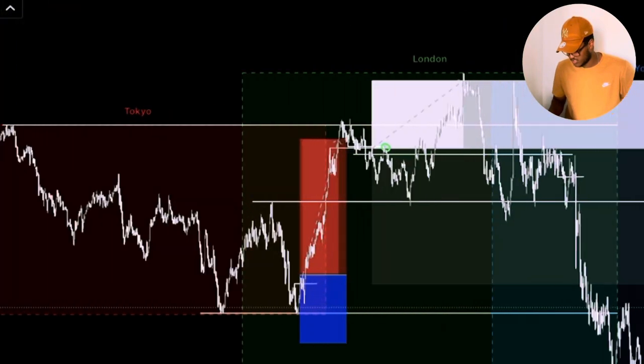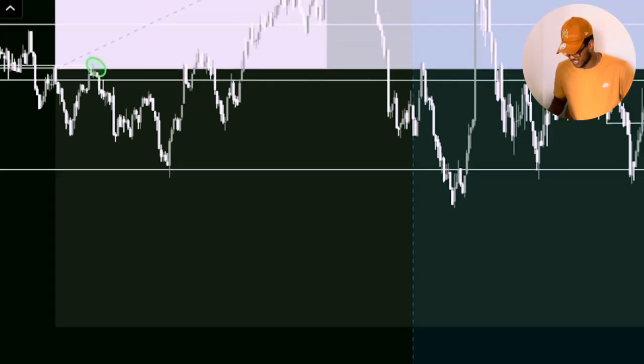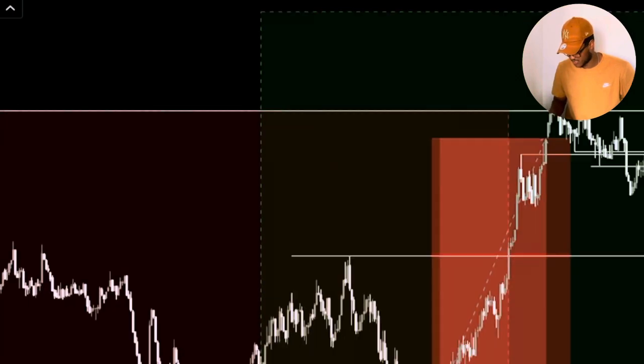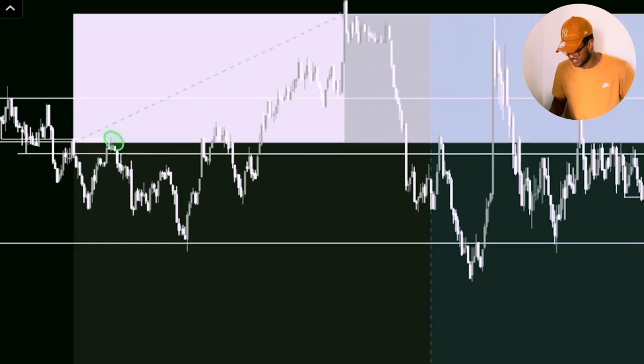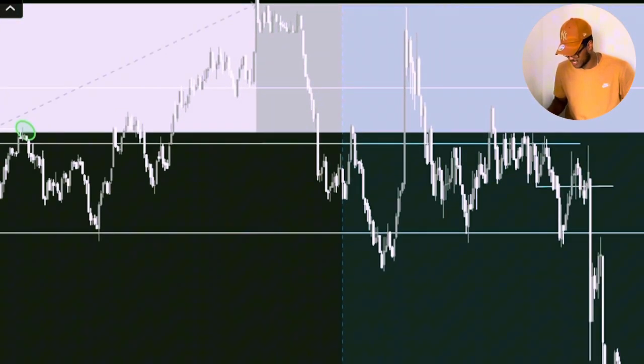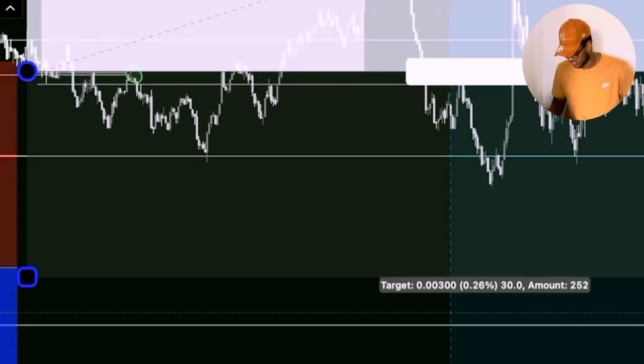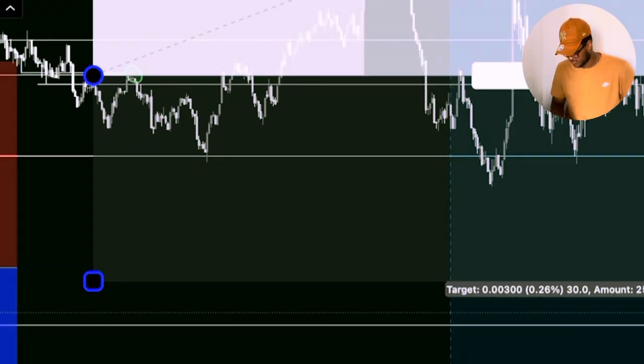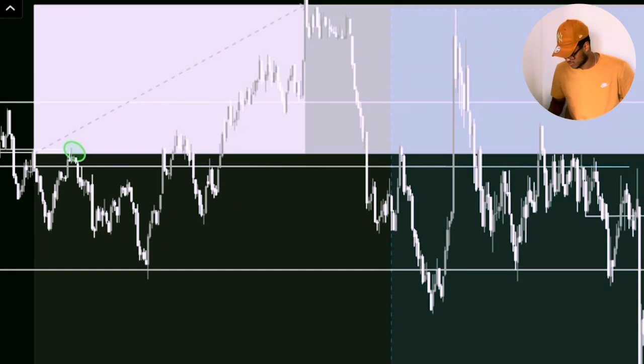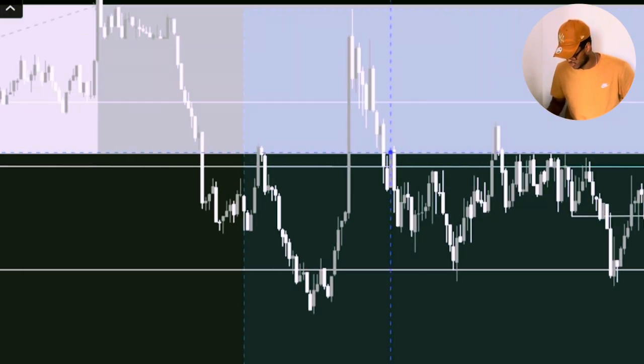We broke underneath, right? Retested the highs of the Asian session, came back, retested the highs of the Asian session again, and then retested the shift of structure right here. Sorry, my bad. Retested the shift of structure, which is right here, right? Retested that shift of structure multiple times. You can see, boom, boom, boom.